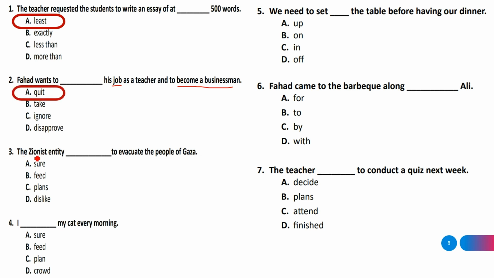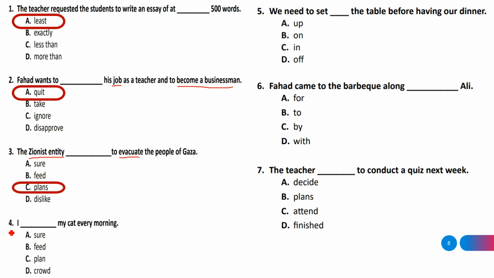Now, question number 3, the Zionist entity to evacuate the people of Gaza. The Zionist entity, الكيان الصهيوني, to evacuate بمعنى يخلي. Then evacuate and Zionist entity. And here we can see that the words that are used are sure, feed, plans, dislike, and I will go with plans. The Zionist entity plans to evacuate the people of Gaza.